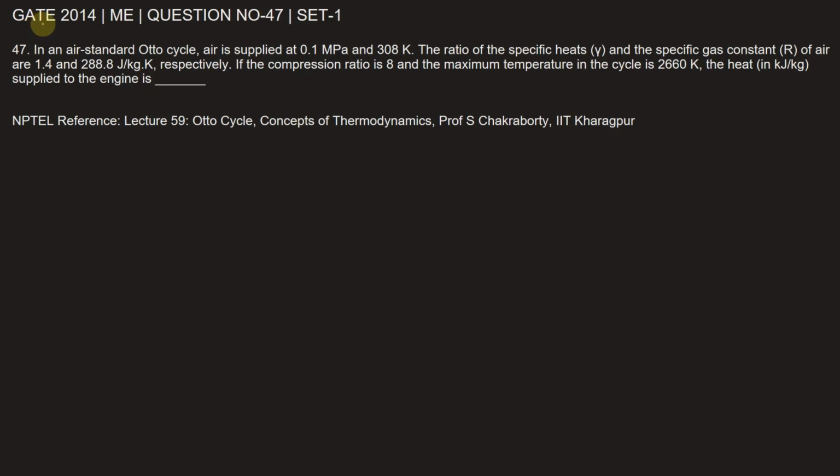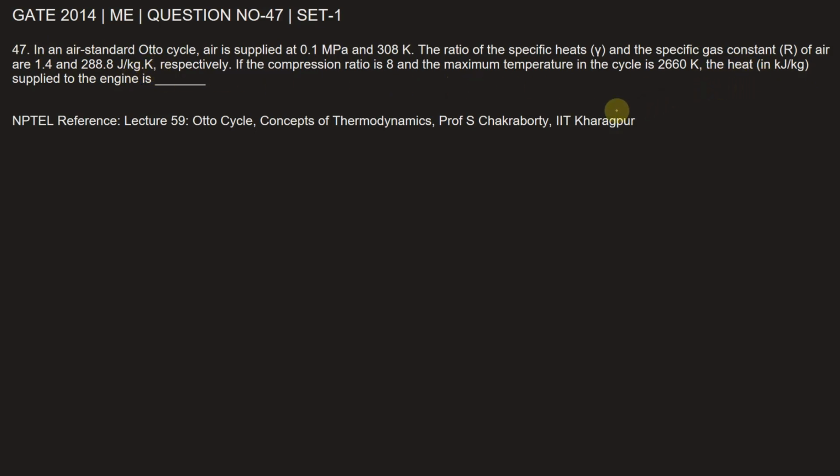This question is from GATE Mechanical Engineering of 2014. This is question number 47 of set 1. The question is, in an air standard Otto cycle, air is supplied at 0.1 megapascal and 308 Kelvin. The ratio of specific heats gamma and specific gas constant R of the air are 1.4 and 288.8 joule per kilogram Kelvin respectively. If the compression ratio is 8 and the maximum temperature in the cycle is 2660 Kelvin, the heat in kilojoule per kilogram supplied to the engine is.